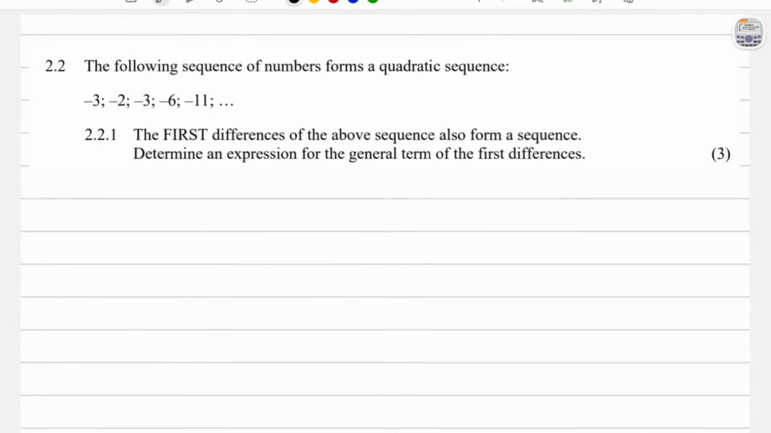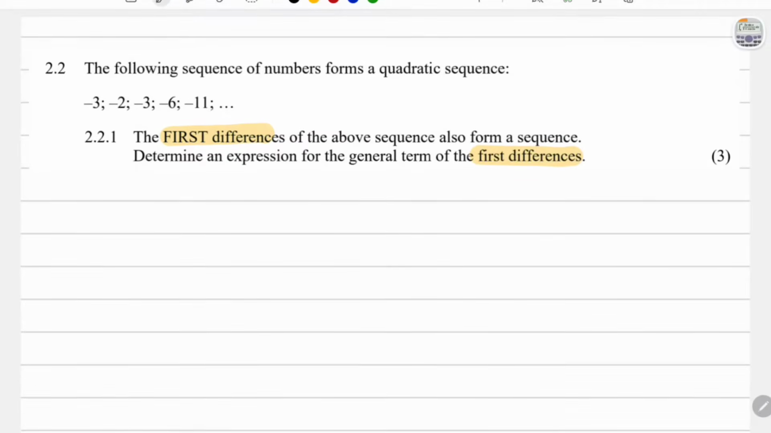And the next question we have, 2.2, says the following sequence of numbers form a quadratic sequence. Okay, so that's a quadratic sequence. And 2.2.1 says the first differences of the above sequence also form a sequence. Okay, think about what kind of sequence that forms. The first difference of a quadratic sequence will always form an arithmetic sequence. Okay, so that's what it forms. Then they want you to determine an expression for the general term of the first differences.